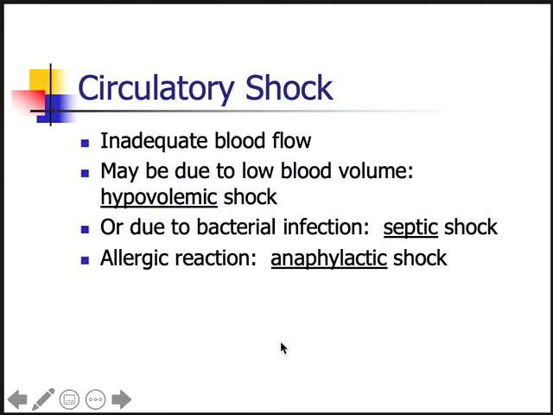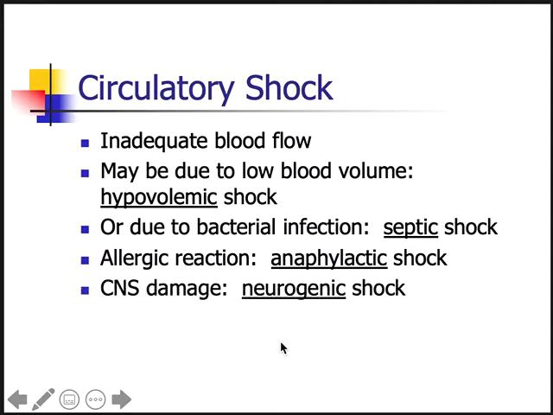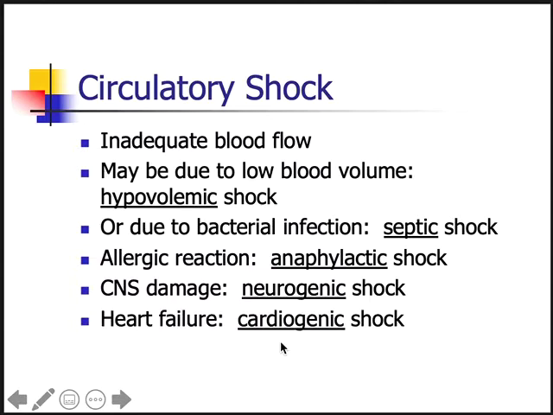Allergic reactions can happen, and you can have anaphylactic shock. Central nervous system damage, so like if you're in an accident, you can have neurogenic shock, and heart failure, of course, would also change blood flow, and that would be cardiogenic shock. People die of septic shock all the time in hospitals. It's a huge problem, so make sure you really pay attention to your microbiology.